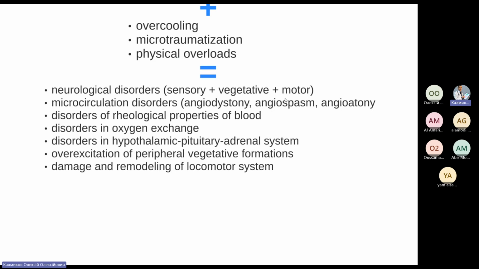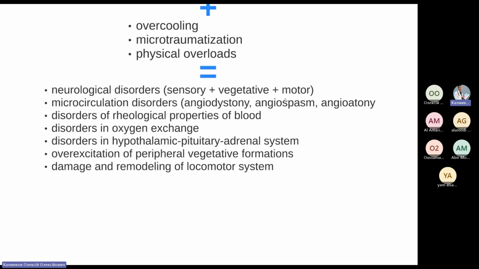And when there is exhaustion of regulation mechanisms, there could be even atonic condition of vessels with accumulation of blood in them, with cyanosis, with hypoxemia and hypoxia development. And this is the most severe condition in terms of microcirculation disorders, typical for advanced stages of vibration disease.